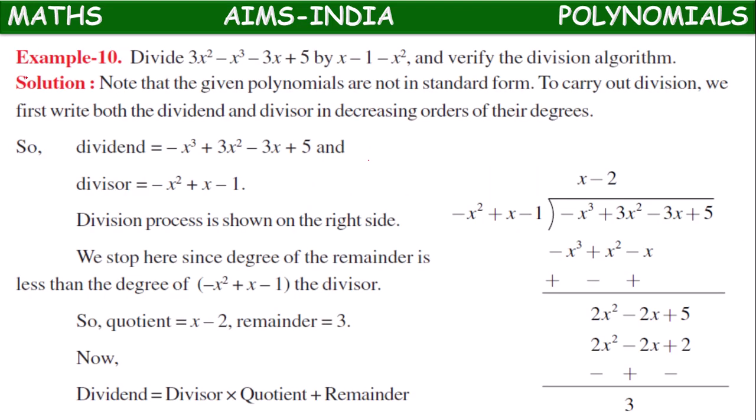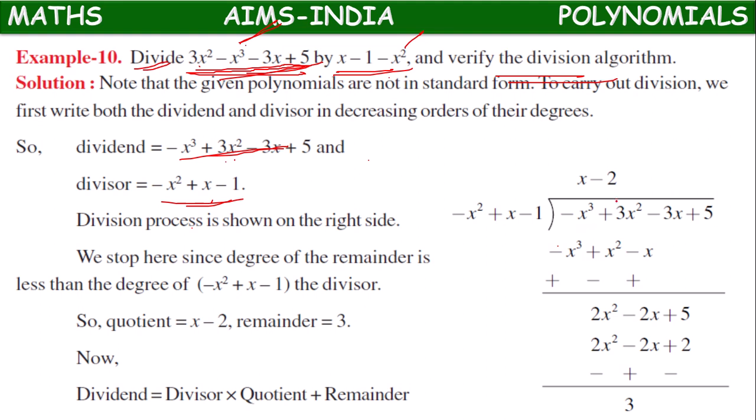Next one, example 10. Divide this cubic polynomial, because here the degree is 3. It is not in order, but the highest degree power is 3. It's a cubic polynomial. Divide this cubic polynomial by this quadratic polynomial and verify the division algorithm. The given polynomials are not in standard form. They have to be written in standard form, and after that, divided.